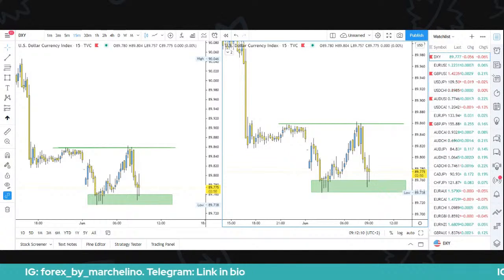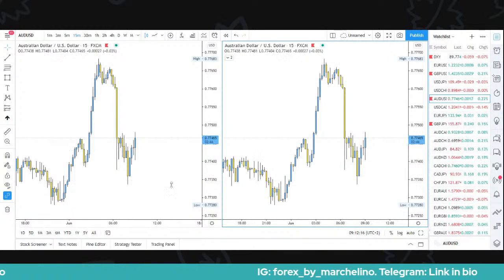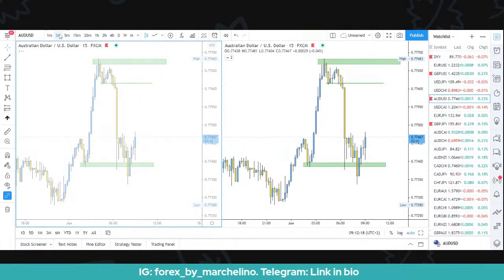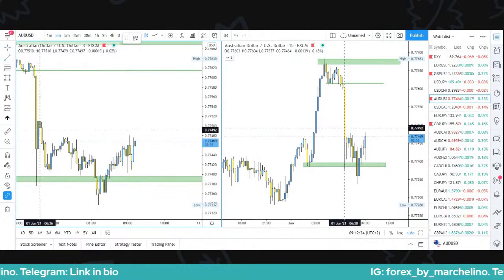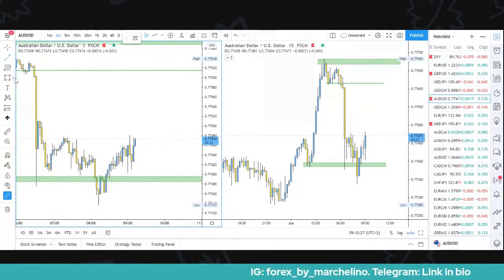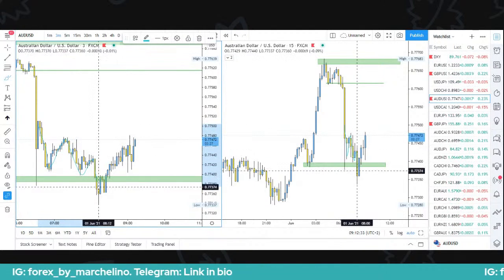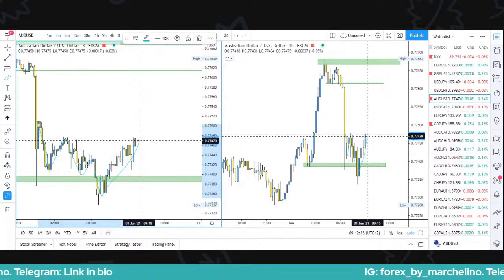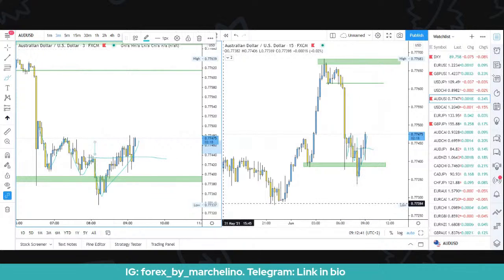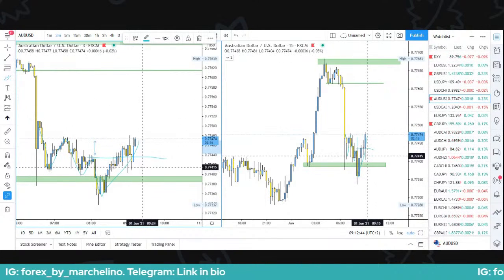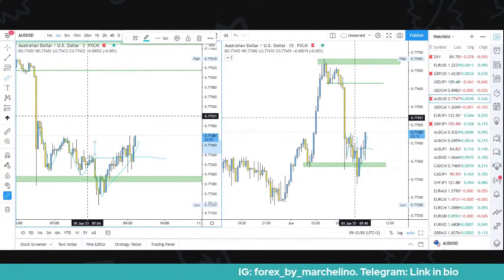Would you guys please check AU? AU, man. Playing with my feelings. AU, man. Look at this corrective move. So you have this, and then an impulse to the upside, a breakout of this area, kind of retesting it, going up.